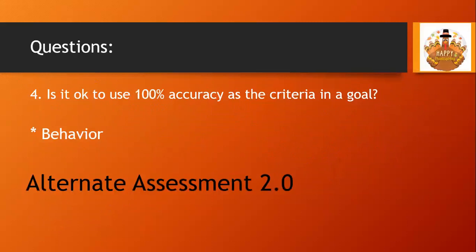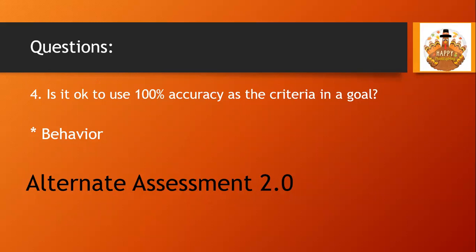Okay, now we're going to talk still about goals. I was starting to get ahead of myself with alternate assessment. Is it okay to use 100% accuracy as a criteria in a goal? Well, basically you wouldn't want to use 100% accuracy if you are starting at a fairly low base, because that's a big gap to try to reach in a year. Also, if you're at, say, 85 or 90%, is that a goal that you want to prioritize? Also, if you're doing 100% accuracy, you leave no margin for error.